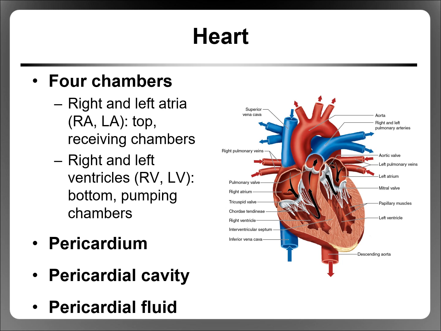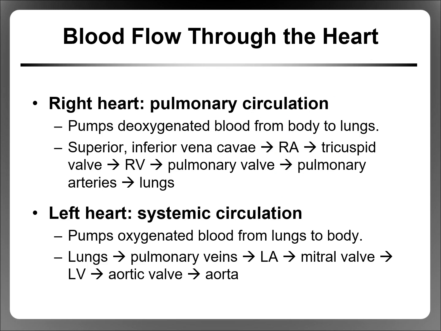Our heart is also surrounded by a pericardium. This is a tissue that surrounds the heart, so it can sit in the pericardial cavity. And then the pericardium is going to be actually filled with pericardial fluid. This is going to allow the heart to beat fluidly and smoothly within this cavity without any friction or rough spots. So, how is blood going to actually travel through the heart?